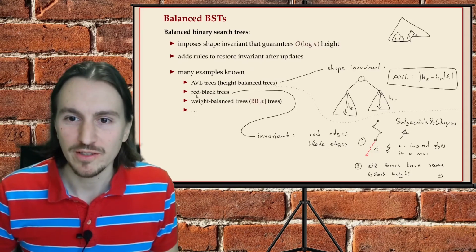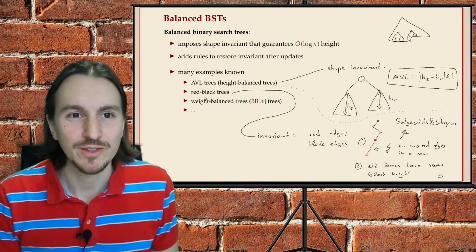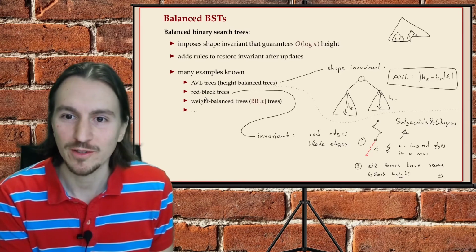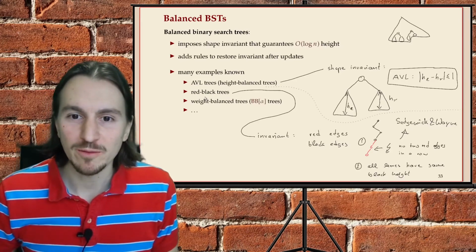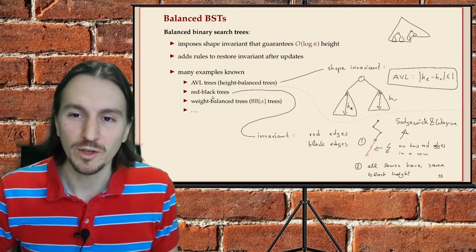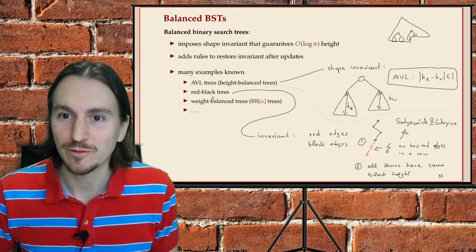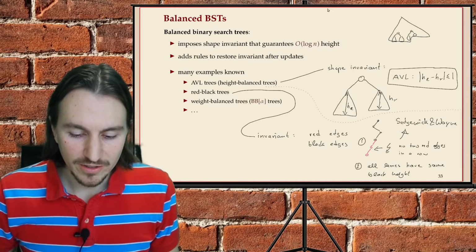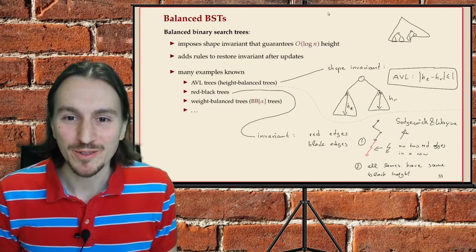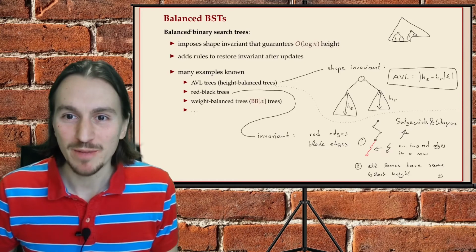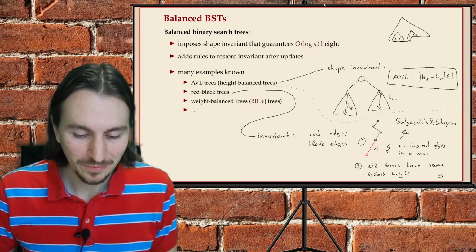The Java library has red-black trees. The C++ library, the GNU implementation, has red-black trees. Many programming libraries have one variant of these types of trees. It's to the extent that when people say binary search trees, they sometimes implicitly mean balanced binary search trees.